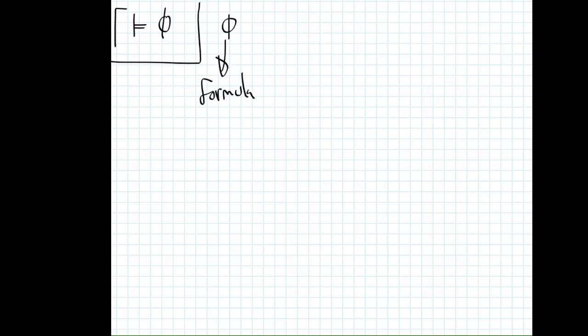Now, we're almost at calculus, but let's clarify the last bit of semantics, which is this symbol right here together with this one, and let's say some formula. What does this mean? This means that this formula is a semantic consequence of a set of formulas.